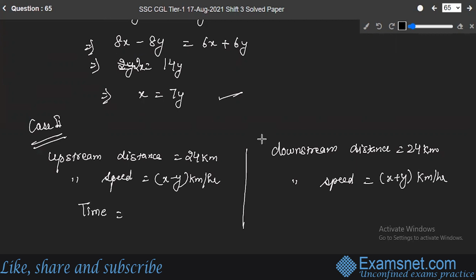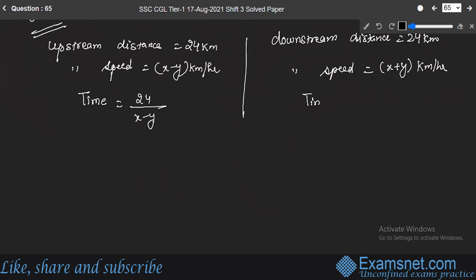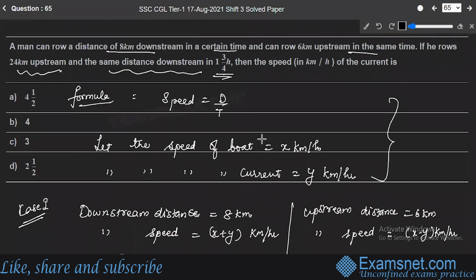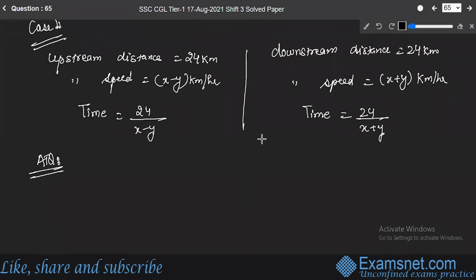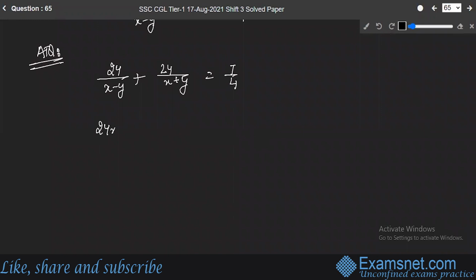Time in this case is 24 upon x minus y, and in the second case the time is 24 upon x plus y. Now according to question, it has said that the total time taken is 1 3 by 4 hours, that is equal to 7 by 4 hours. 1 3 by 4 hours is equal to 7 by 4. So according to question, 24 upon x minus y plus 24 upon x plus y is equal to 7 by 4. Right? Let's solve further. I'll take 24 common. That will be a better approach.